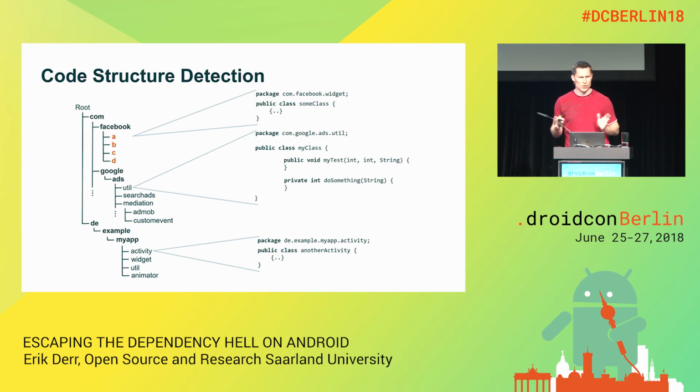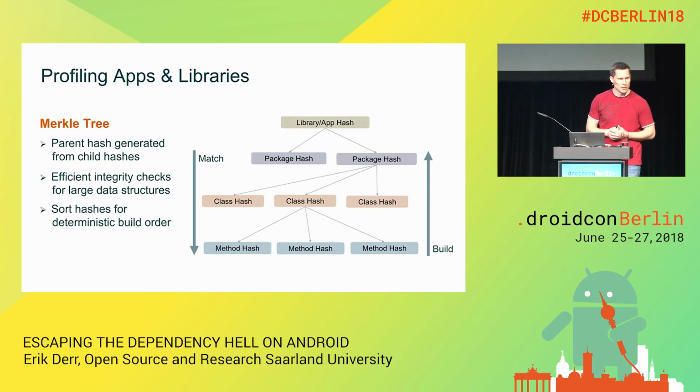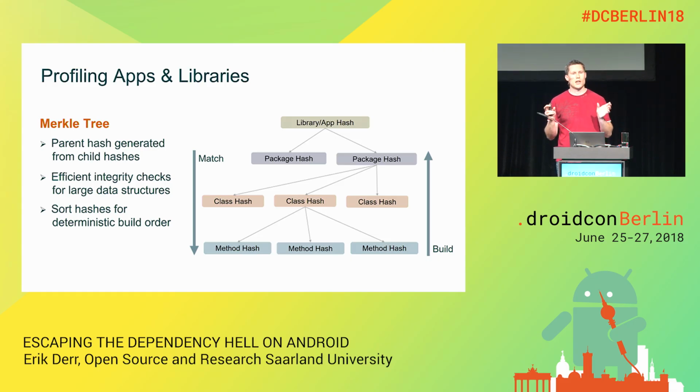So this package tree is not a suitable data representation for checking integrity. So we have to transform this package tree into a so-called Merkle tree. A Merkle tree is a hash tree where the parent nodes are generated by the values of the child nodes. Typically, they are used for efficient integrity checks for large data structures or file systems. And here we can use that package tree, transform it into a 3-layered Merkle tree, having dedicated layers for packages, classes, and methods. And of course, we can sort the hashes before generating the parent hash to retrieve a deterministic build order.